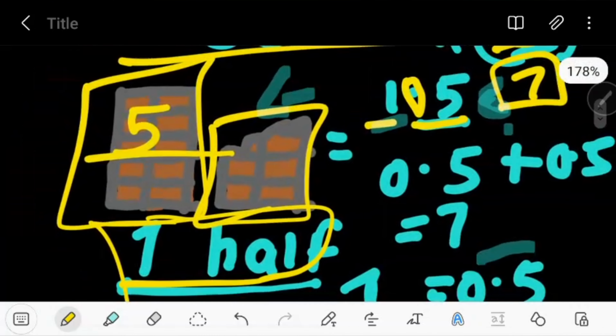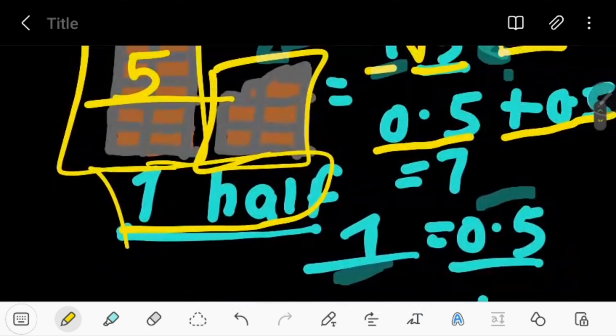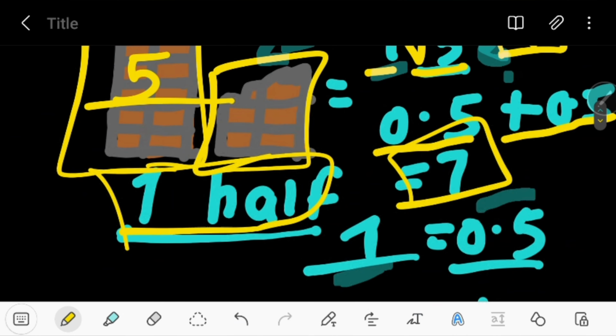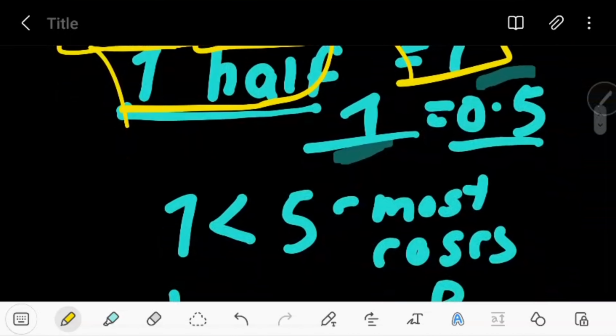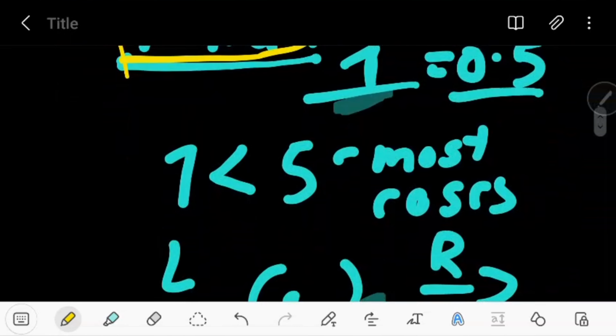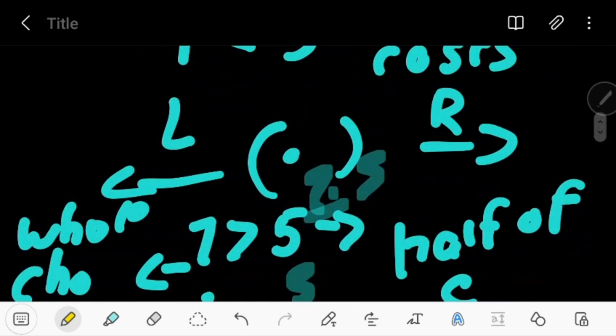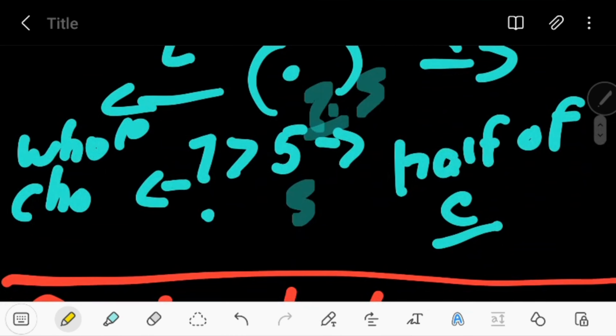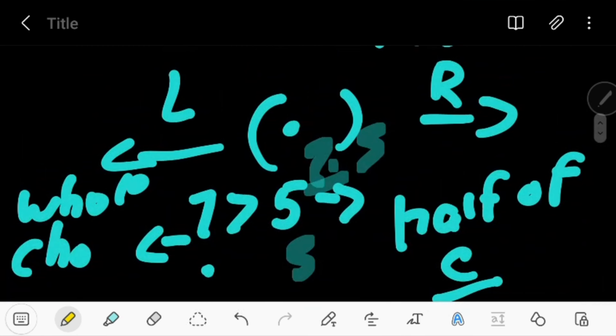Let's prove it. If you add 0.5 plus 0.5, it would give us 1, or 1 whole chocolate bar. In most cases, 1 would be smaller than 5. But in decimals, the number that is right of a decimal is a fraction and a smaller version, and the one that is on the left is a bigger, whole number.